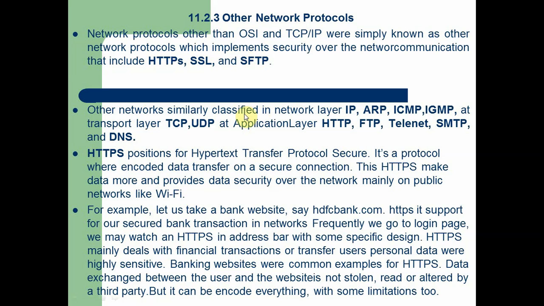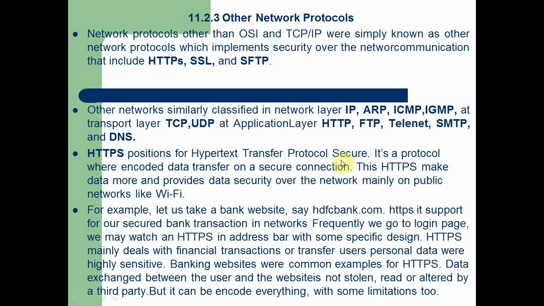Other network protocols like IP, ARP, ICMP, IGMP come under the network layer. TCP, UDP come under the transport layer. HTTP, FTP, Telnet, SMTP and DNS protocols come under the application layer. Most of the web pages which ensure security use HTTPS, that is Hypertext Transfer Protocol Secure.